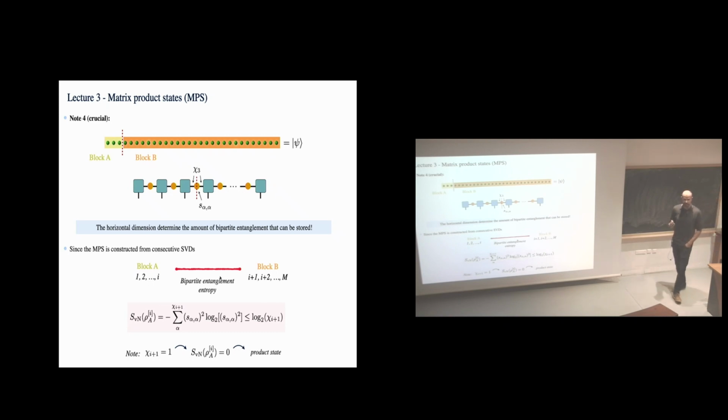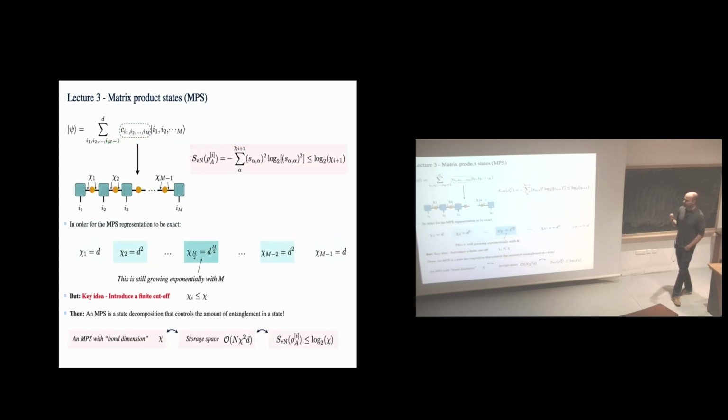Is this clear so far? Good. So again, as I said before, if I do this construction, I don't really win anything in the system. If I really just go from the left side and do this consecutive singular value decomposition, I'm going to create this MPS in this particular form.